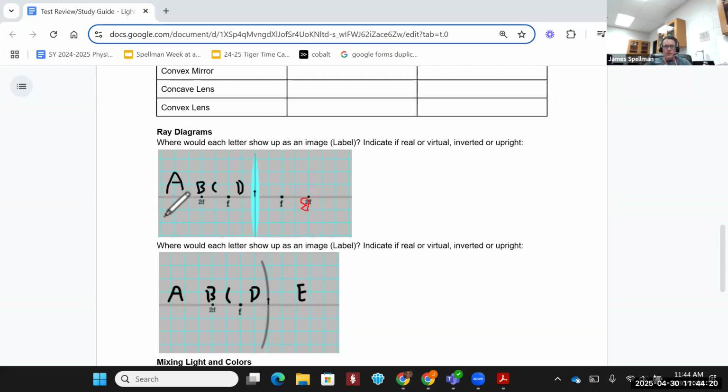Right. The C, because it's getting closer to us, is going to get bigger, and it's going to end up getting pushed farther back. So it's going to be larger, upside down, and getting pushed farther back.